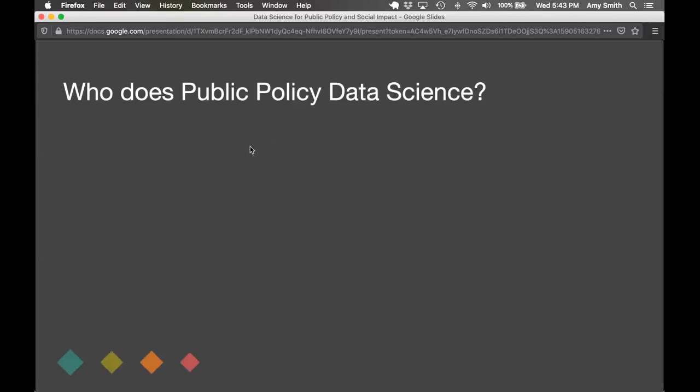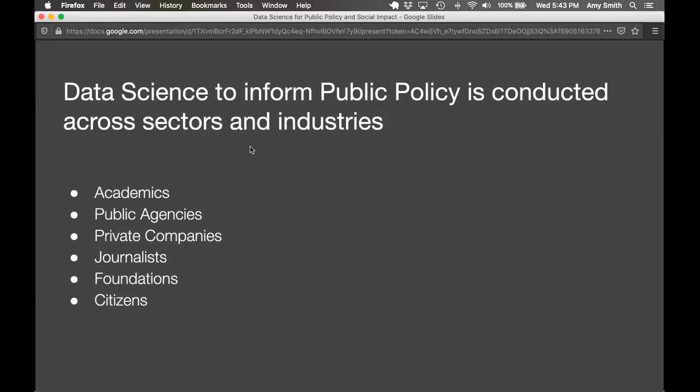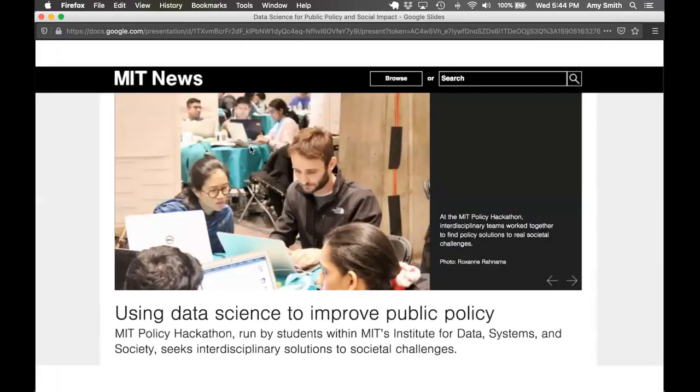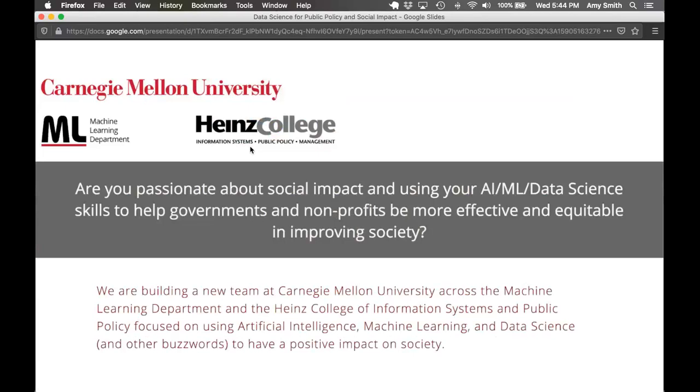Who does this kind of work? Well, you might be surprised that data science for public policy is done across many sectors and industries. This includes academics, public agencies, private companies, journalists, foundations, even citizens. To give you some examples, from MIT public policy data science hackathon, to dedicated university departments, such as Carnegie Mellon's new team. They're doing really interesting work combining machine learning, information systems, and working together with their public policy departments.